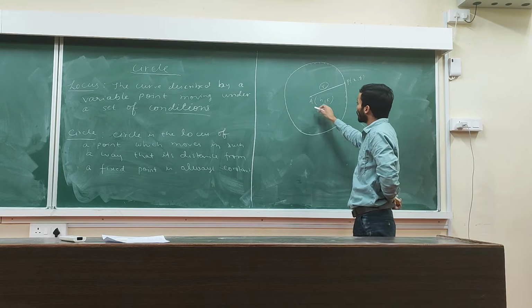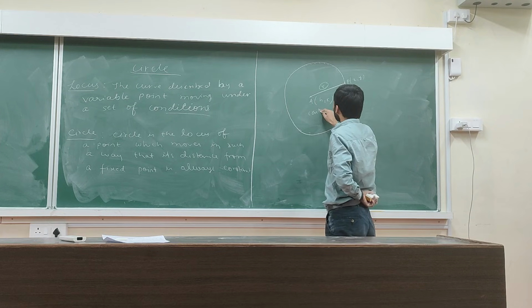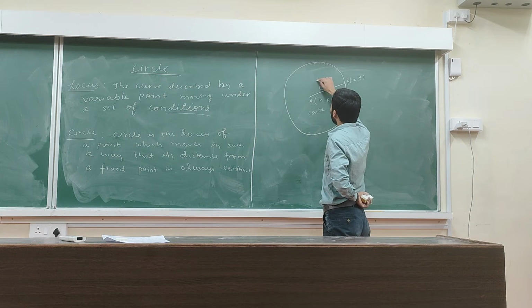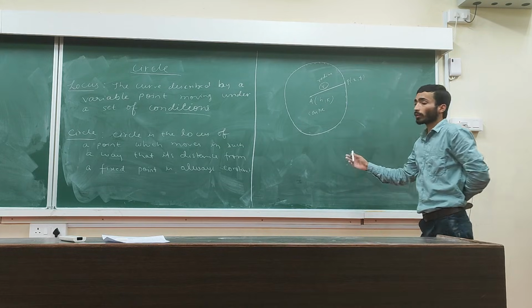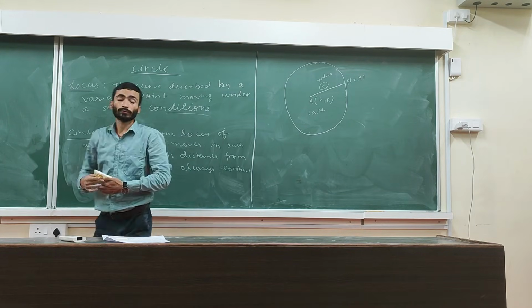So, here there is a fixed point and a fixed distance. In a circle, the fixed point is known as the center and the fixed distance is known as the radius. Okay? So, do you have any doubt in the definition? Okay, so let's move forward.